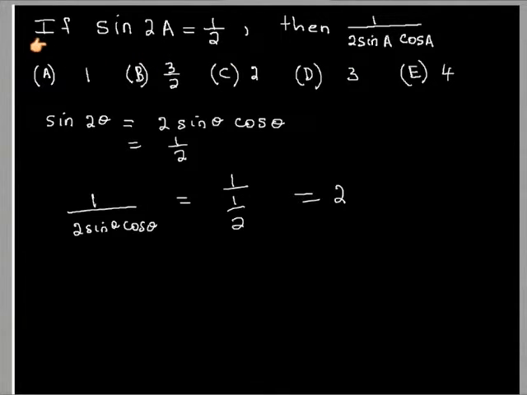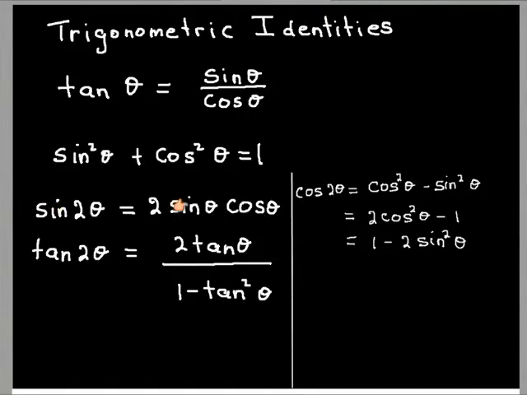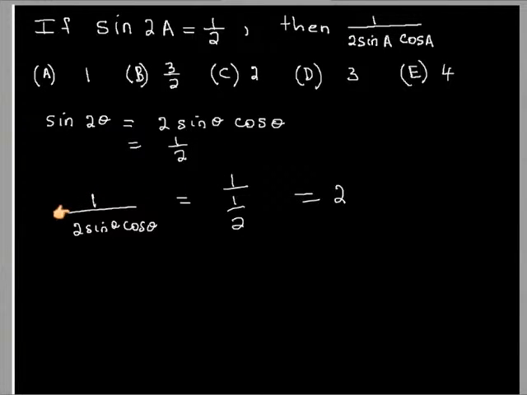Let's go ahead and look at a problem. If sine 2a is a half, then what is 1 over 2 sine a cosine a? And here are your choices. Well, if you knew sine 2a is equal to 2 sine a cos a from one of your identities, this problem becomes very easy. So 1 over all of that, which you know is a half, it's given in the question, it'll be 1 over a half, which is 2.